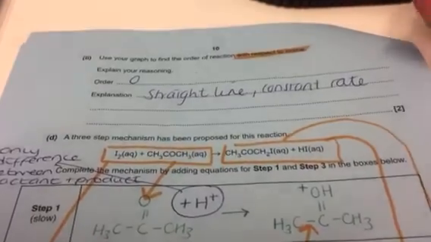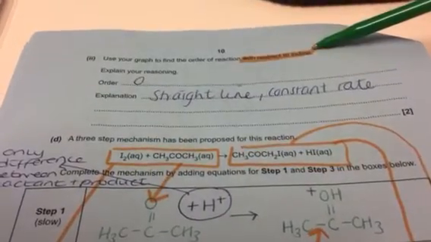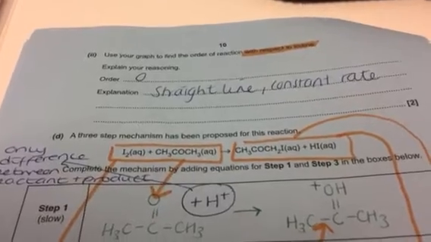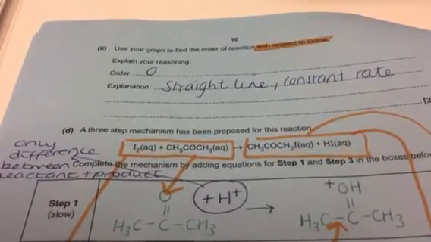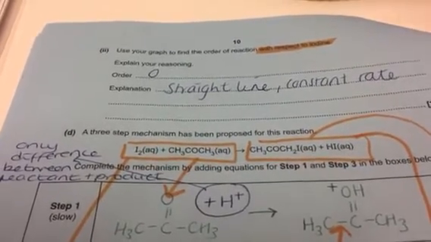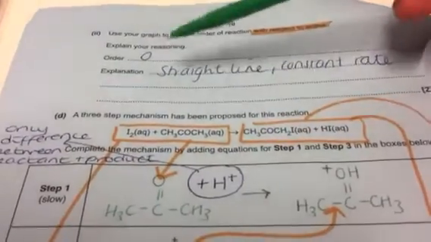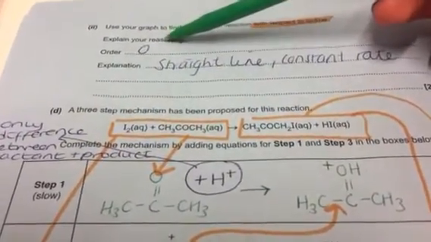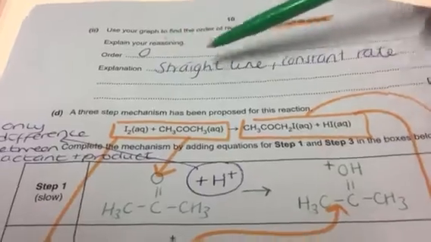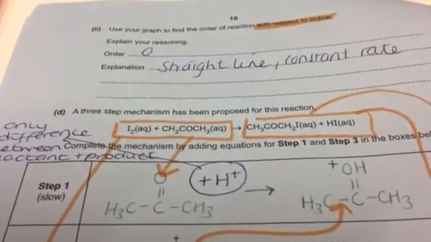For D, this is just pure knowledge. So looking at the order with respect to iodine, and that's the thing that we are looking at, the thing we have questioned, we have information for in the question, and the graph that we've drawn, our order is going to be 0, and that is simply because we've got a straight line and a constant rate.